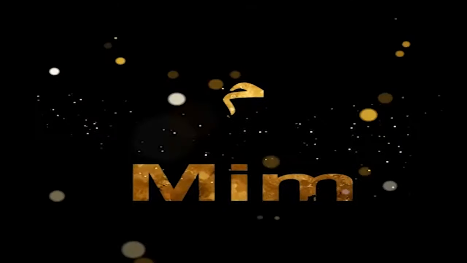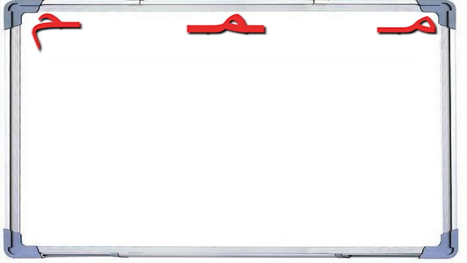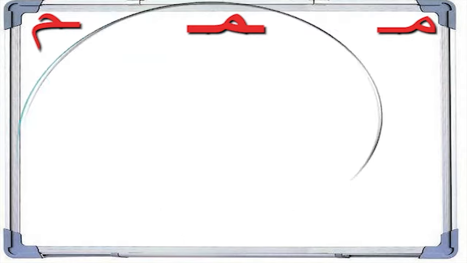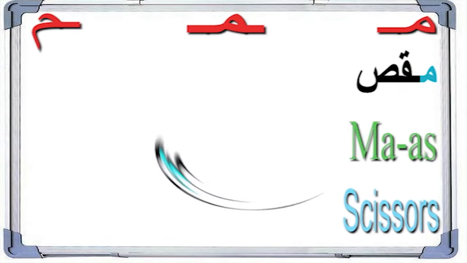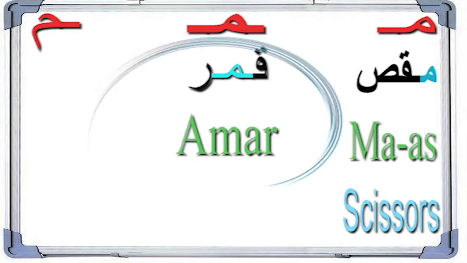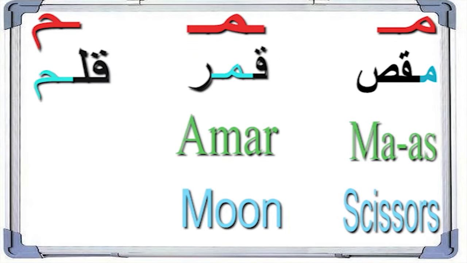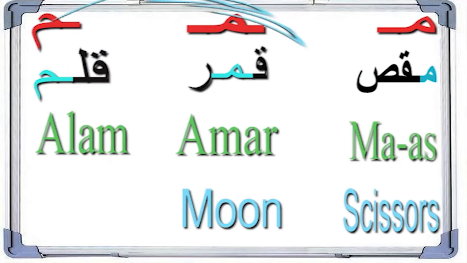Meem. Meem in the beginning, meem in the middle, meem at the end. Example words: scissors, moon, pen. Letter number 25.